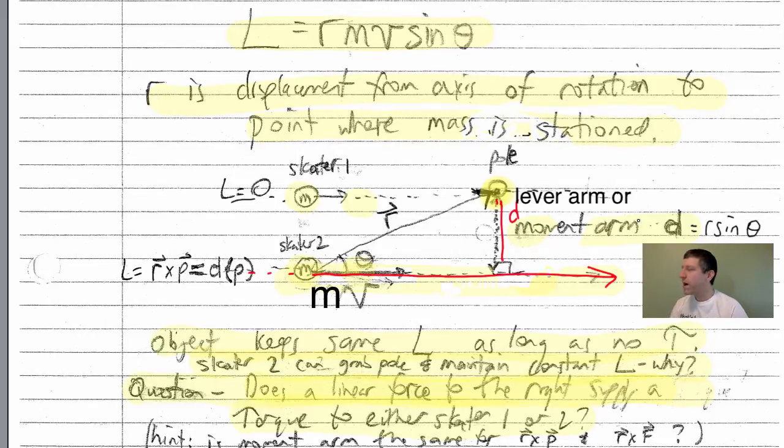For skater 2, the moment arm will be the shortest distance to the line of action of the force, right there, and that's that d. So the moment arm for exerting a force on skater 2 that way is d. Moment arm for skater number 1, if you exert a force that way, notice no torque, moment arm is 0.